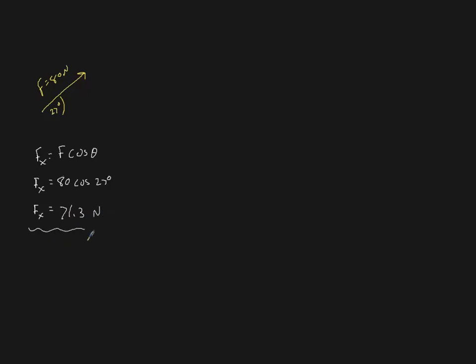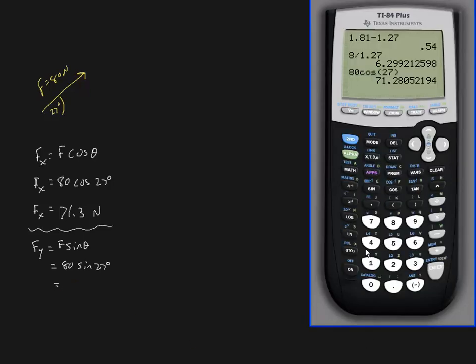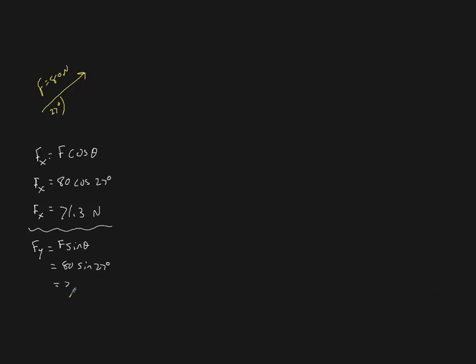Fy is equal to F sine of theta, which is 80 sine 27 degrees. So again, we go back to our calculator, and we get 80 sine 27, and that's going to be 36.3 newtons.